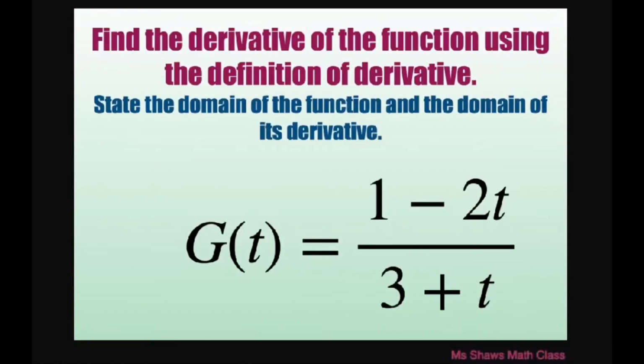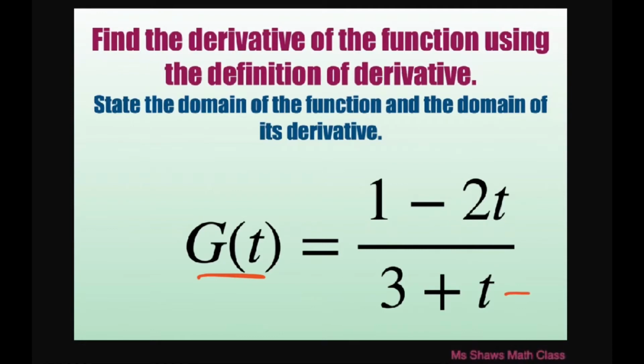Everyone, we're going to find the derivative of the function using the definition of the derivative, and also state the domain of the function and the domain of its derivative. So basically g of t equals (1 minus 2t) divided by (3 plus t). Let's look at the domain for this before we start.